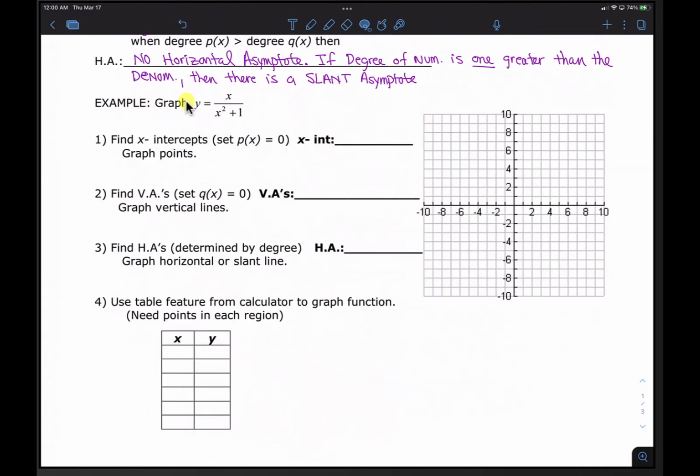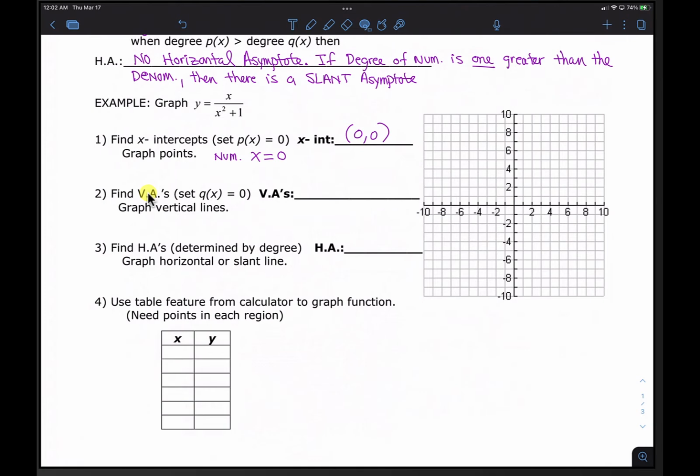All right, look at example 1 here. It says graph y equals x divided by x squared plus 1. First we'll find the x intercepts. To find the x intercepts, we set p of x, the expression in the numerator, equal to 0. The numerator is simply x, so x is 0. If x is 0, then the whole fraction is 0, which means y is 0 as well. So your x-intercept is the point (0, 0).